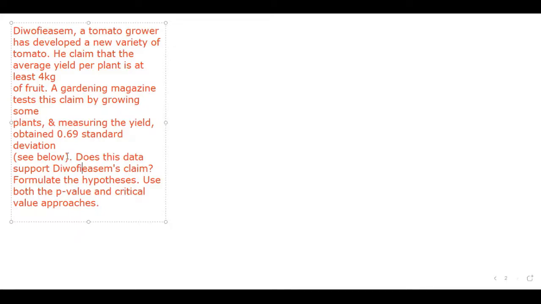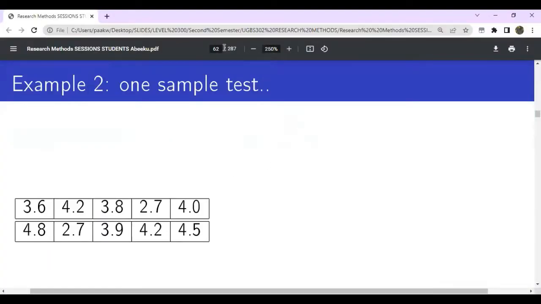So the 'see below' here is actually directing us to a particular table. Let me show that one here in the slide. Okay, so this is the table that they are talking about. Here, they didn't give us certain parameters. They didn't give us n, that's the sample size. So you look at this box, you see n is 10: 1, 2, 3, 4, 5, 6, 7, 8, 9, 10. So we know n is 10.